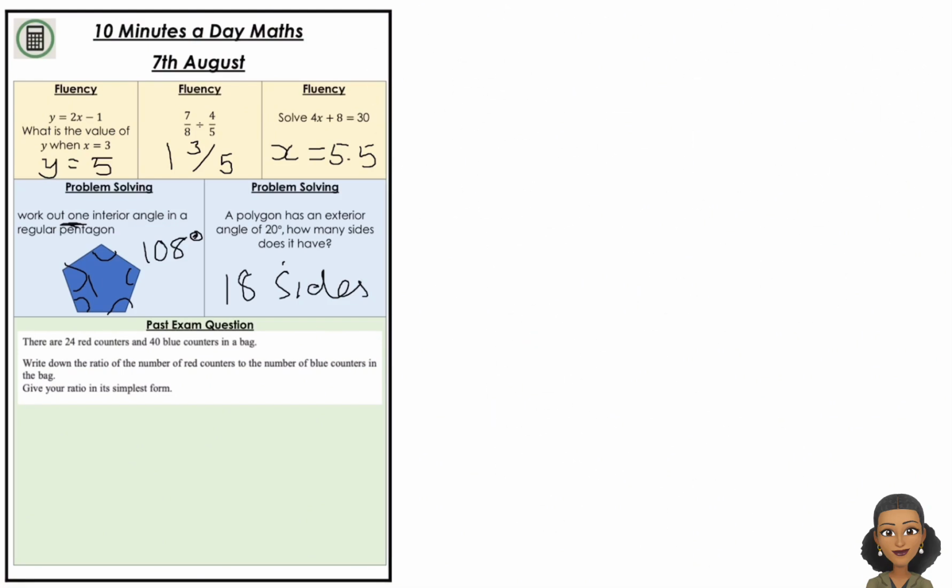Okay, let's have a look at this final one, the past exam question. There are 24 red counters and 40 blue counters. So we've got 24 red to 40 blue. Write down the ratio of the number of red counters to the number of blue counters in the bag. They want it in its simplest form. So what this means is we need to find a number that goes both into 24 and 40. It is called a factor.